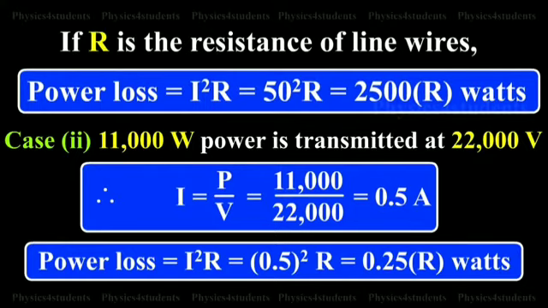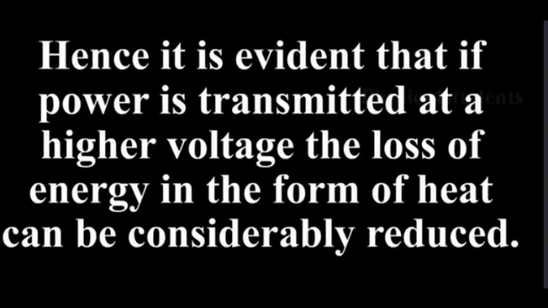Case 2. 11,000 watt power is transmitted at 22,000 volt. I is equal to P by V, is equal to 11,000 by 22,000, is equal to 0.5 ampere. So, power loss is equal to I squared R. Hence, it is evident that if power is transmitted at a higher voltage, the loss of energy in the form of heat can be considerably reduced.